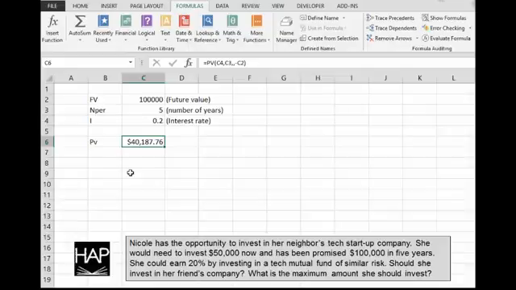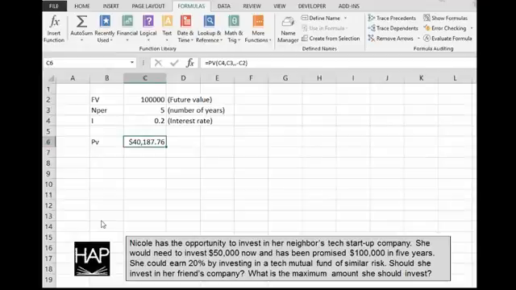Because I'm being asked to invest more than this $100,000 is actually worth, it would be better for me to invest the $50,000 in a mutual fund of similar risk. If I could convince my neighbor to accept $40,187.76 in exchange for receiving $100,000 5 years from now, then the investment would be just as good as if I had invested in a 20% rate of return mutual fund. So the only way that I would consider investing in my neighbor's company instead of the tech mutual fund of similar risk is if she would accept $40,188 instead of the $50,000.